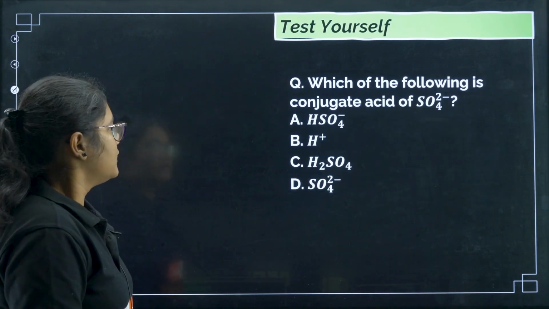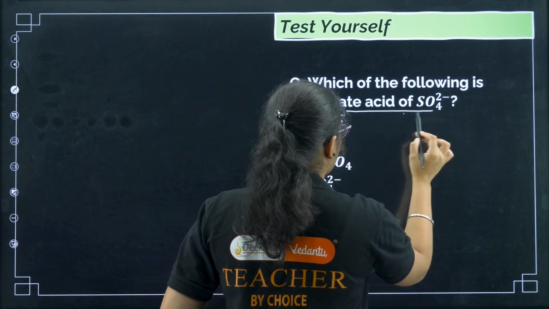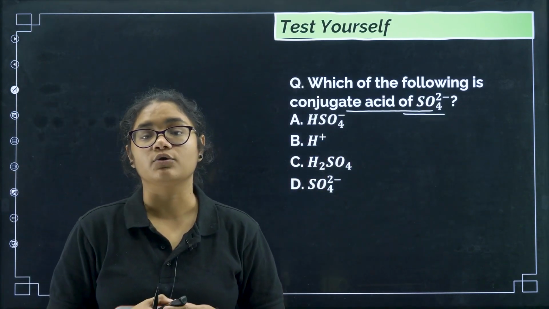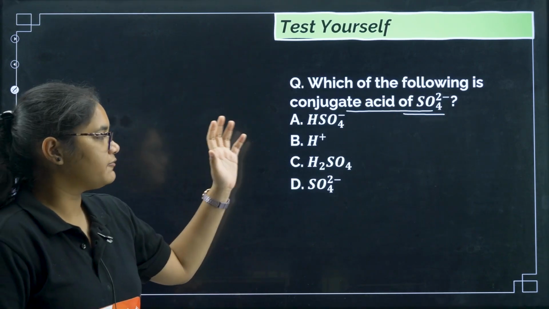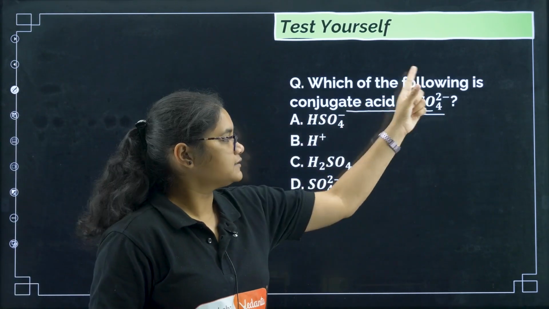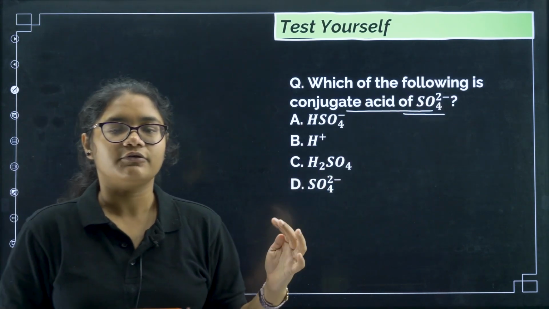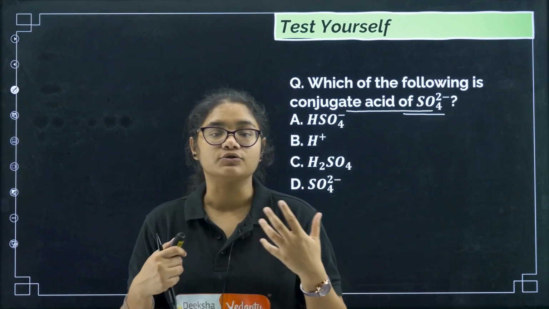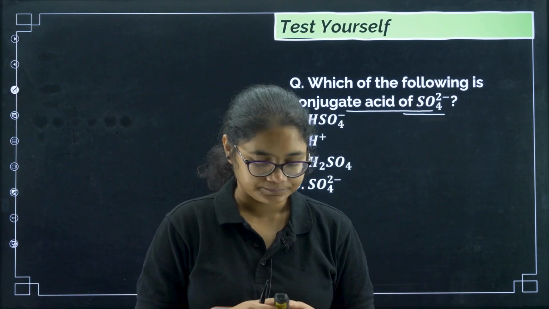Next, this is the homework question. Which of the following is the conjugate acid of SO4 2 minus? If you remember, if you are finding conjugate acid, that means this one is behaving as a base, and it should accept H plus. For conjugate acid, it is addition of H plus, and for conjugate base, it is removal of H plus.